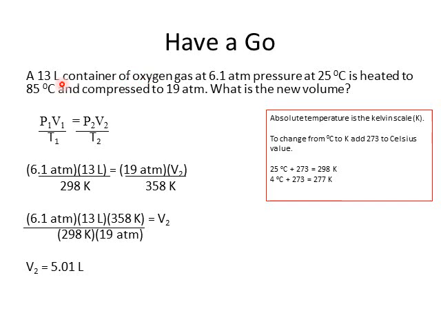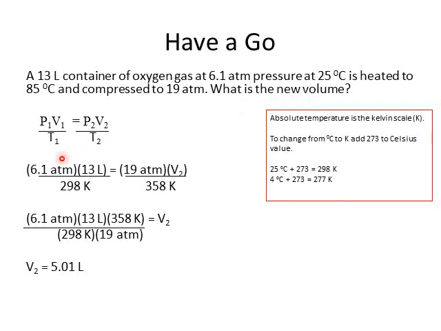So I see 13 litres at 6.1 atmospheres at 25 degrees C. So these three are linked. This volume, this pressure, and this temperature are all linked together. So they're going to be my V1, my P1, and my T1. And then that's going to be heated to my T2, my P2, and my V2, which I'm going to be looking for. So let's fill these in.